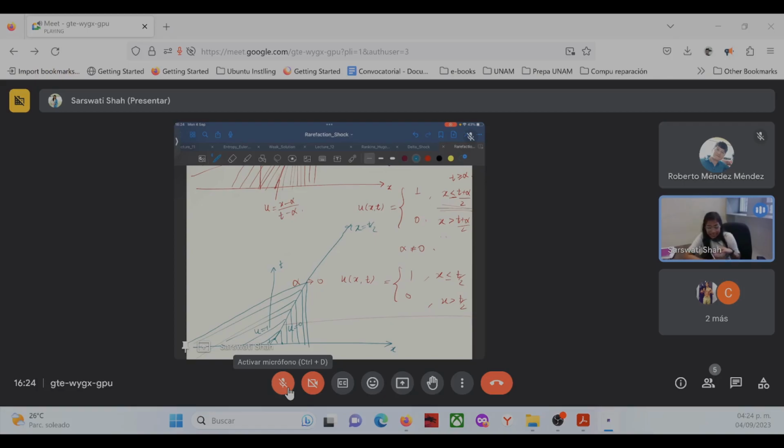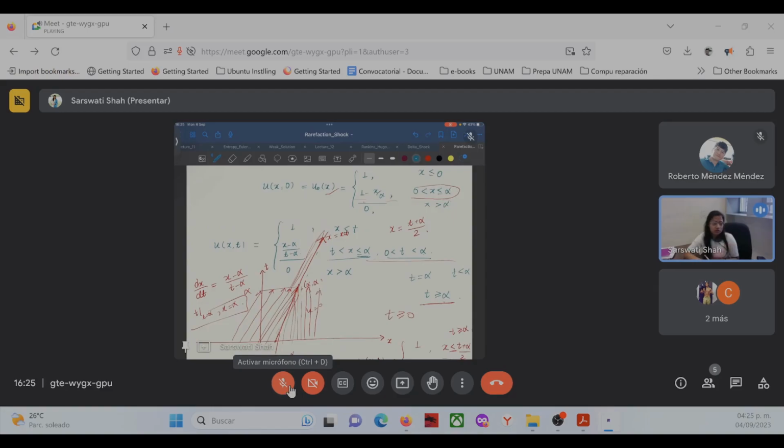Now, this was the rarefaction and compression wave. We are going to come to the shock wave in the next class, because this was the case where you are encountering two solutions. Now, how will you define that the solution is unique? The existence of the solution is fine, but our aim is to find the uniqueness of the solution.